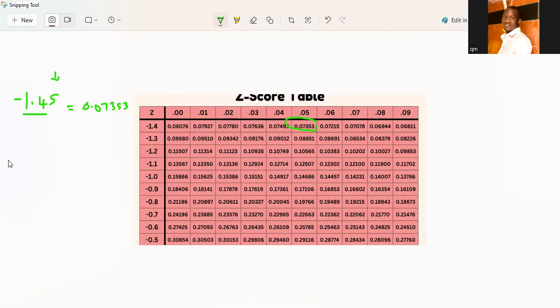Okay, who wants to try to give us the probability of negative 0.79? Can somebody help us? Probability of negative 0.79? Who wants to try?